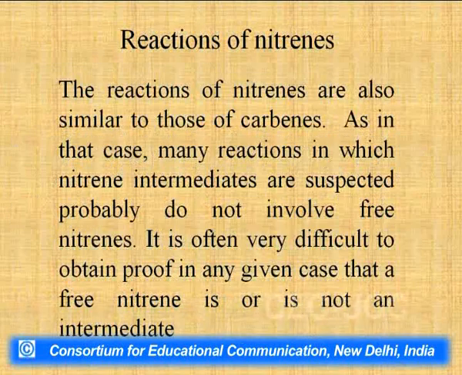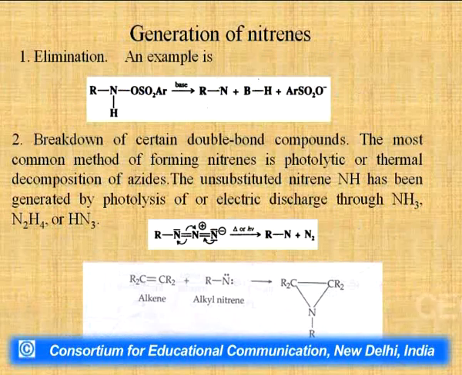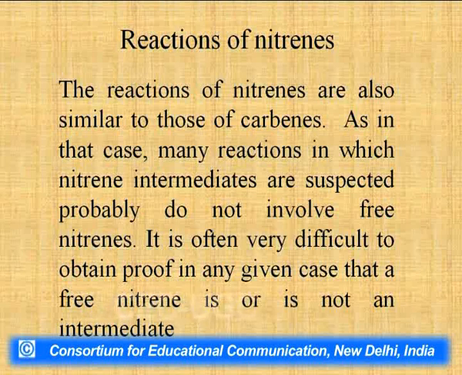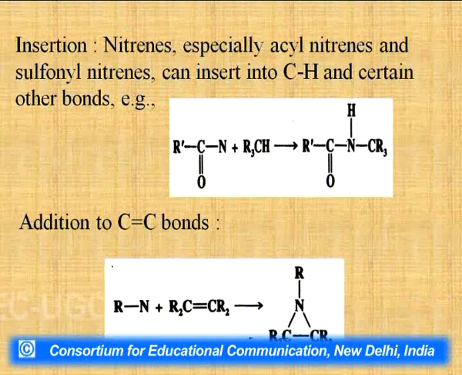Reactions of nitrenes. This is a reaction of nitrenes when alkyl nitrene reacts with alkene. There is a formation of aziridine. We will discuss this later. The reactions of nitrenes are also similar to those of carbenes. As in that case, many reactions in which nitrene intermediates are suspected probably do not involve free nitrenes. It is often very difficult to obtain proof in any given case that the free nitrene is or is not an intermediate. So, it is a difficult task.